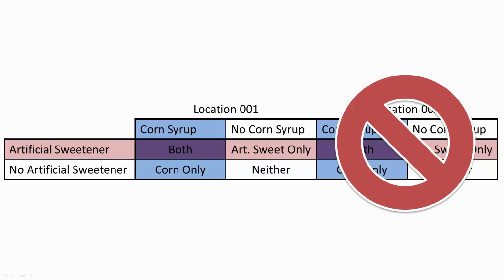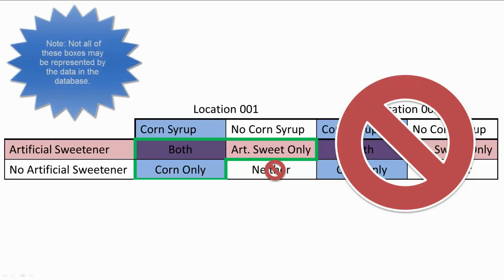So what we really want is, we don't want location 2 in our results. We only want those for location 1. So we have to include a criteria that will only get location 1. Now we also don't want those that have neither the artificial sweetener nor corn syrup. So what we're really looking for is these 3 boxes, a combination of criteria that will allow us to capture both corn syrup and artificial sweetener, or just either of those 2 options.